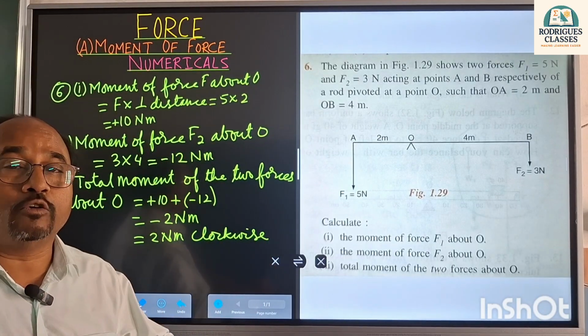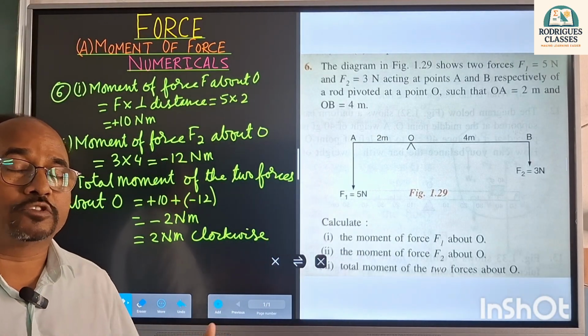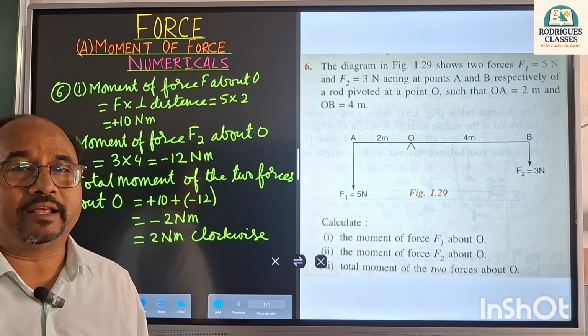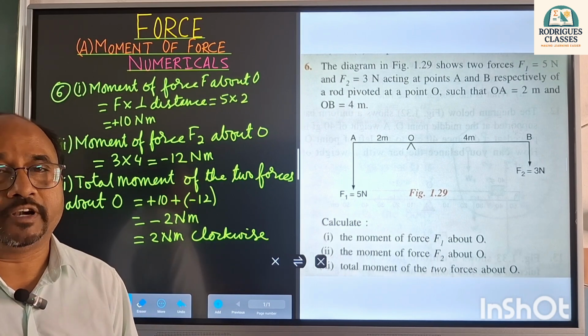Hope you have learned here how to apply the moment of forces when various forces are acting and how to find the resultant of it.